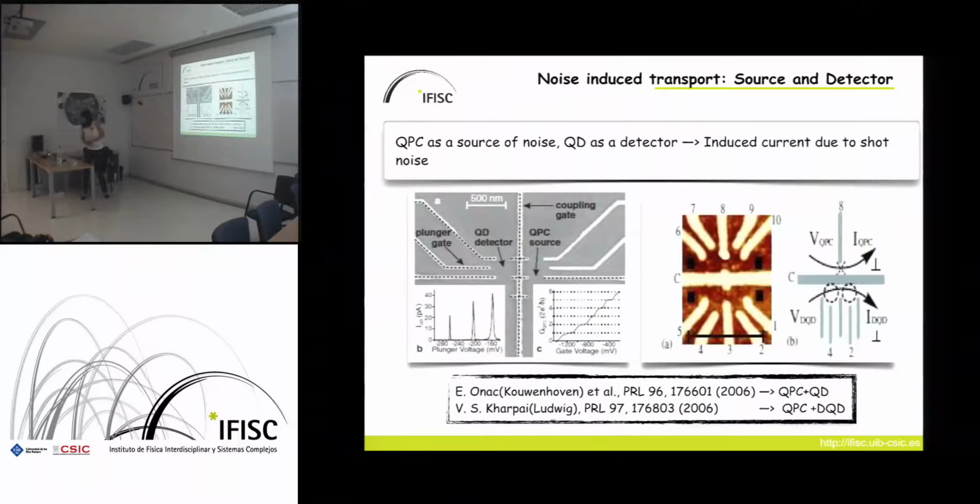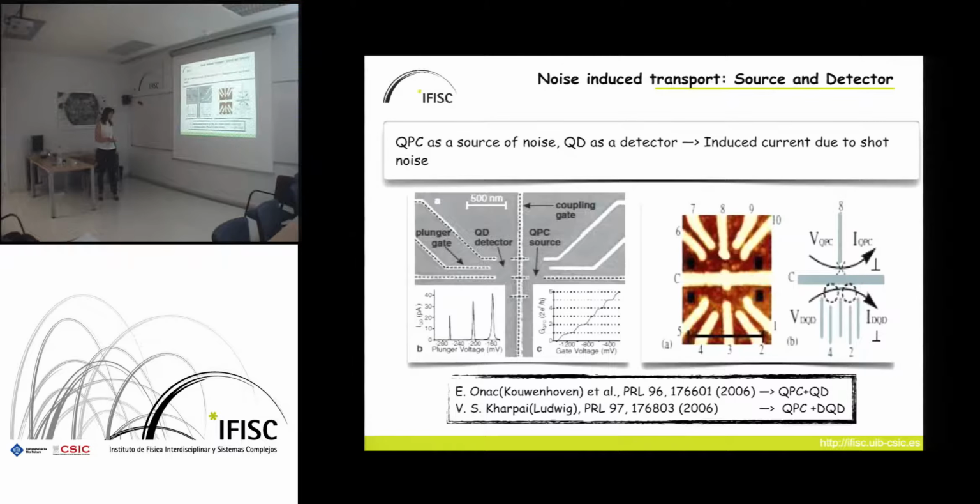So this is, for instance, one of the experiments. This is a double quantum dot. You can use double quantum dots or single quantum dots, in which your double quantum dot is at equilibrium, and because the double quantum dot is close to a quantum point contact, the noise of the quantum point contact is able to induce transport through the dot, even if the dot is not biased electrically. So this was already measured in single quantum dots and double quantum dots.